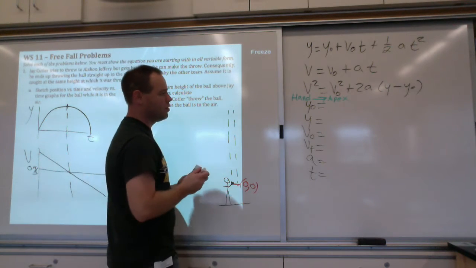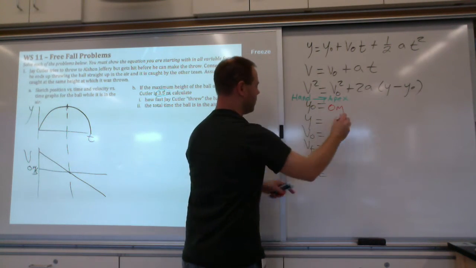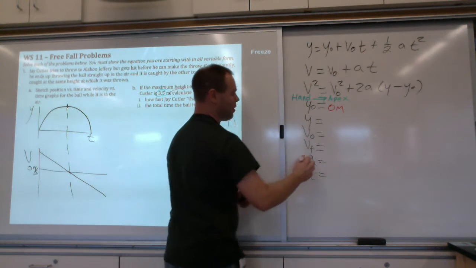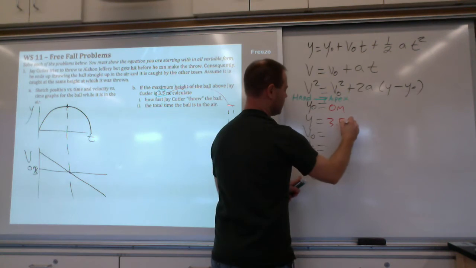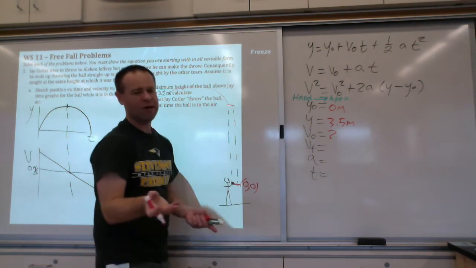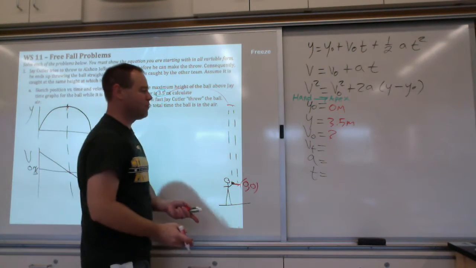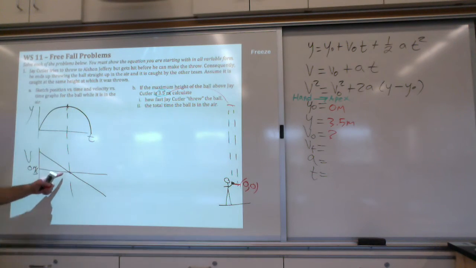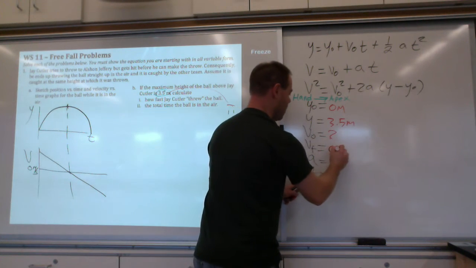It initially starts here, so its initial position is a height of 0 meters. It rises up there, which we know is 3.5 meters, so it rises to a height of 3.5 meters. Its initial velocity, we don't know how fast Jay threw the ball. Its final velocity, well, that's at the apex, and we know at the apex it comes to rest for a minute. Its velocity at the apex is 0 meters per second.